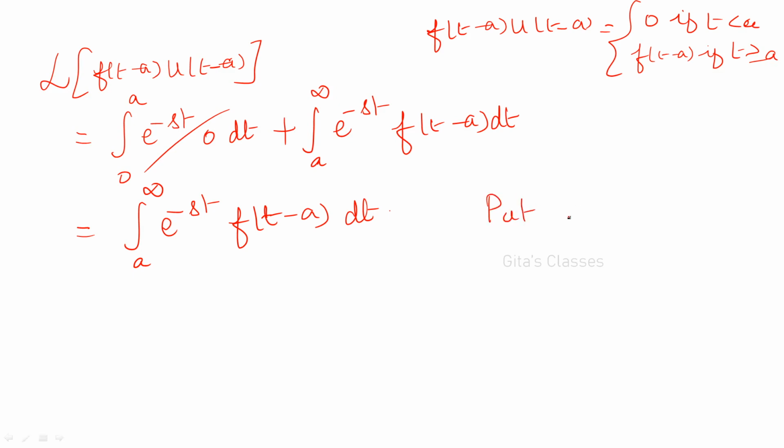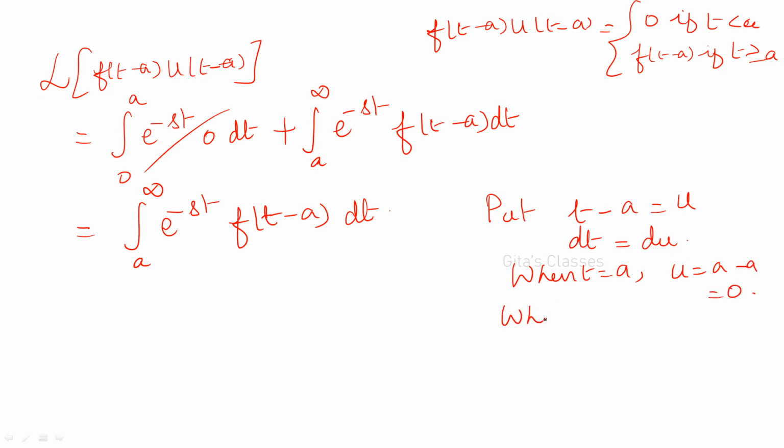Now you put t minus a is equal to another variable u. Okay. Whenever you are substituting the variable, you have to do three more things. One is dt: dt is equal to du. And when t is equal to a, what will be the value of u? T is equal to a, so a minus a, which is 0. When t is equal to infinity, u is also infinity. Therefore, this integral becomes integral 0 to infinity.